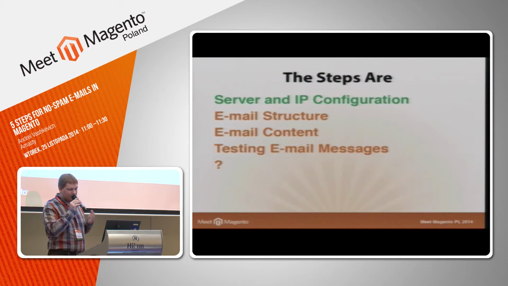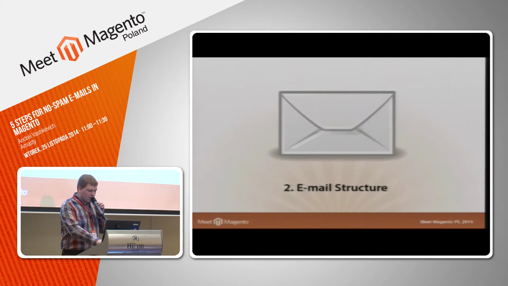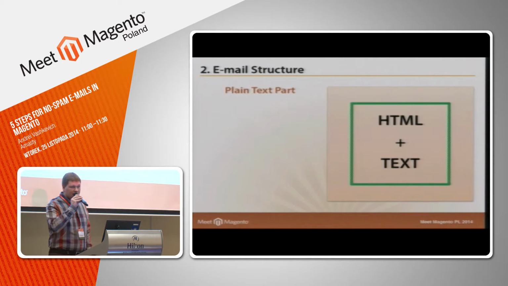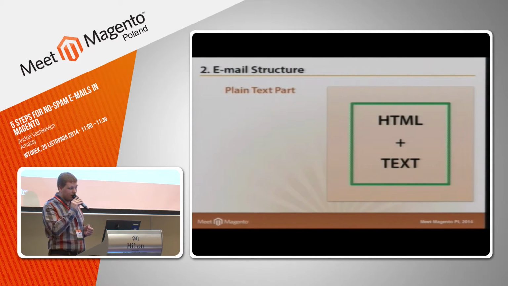Now I will tell some words about what your email should contain and how it should be built to minimize your spam score. The first one is a plain text part. Currently in Magento, there is no plain text part. Magento only sends HTML email. It does not affect how the email is displayed. In the current world, most email clients will just show you the HTML part.